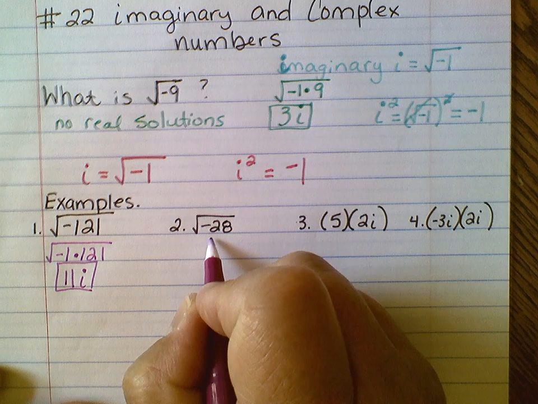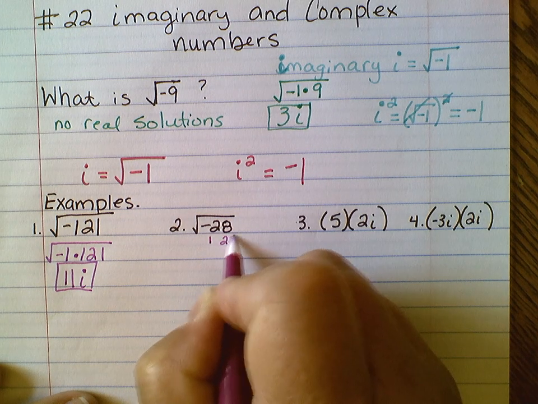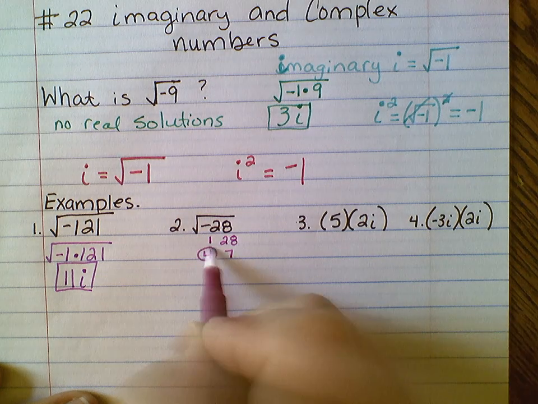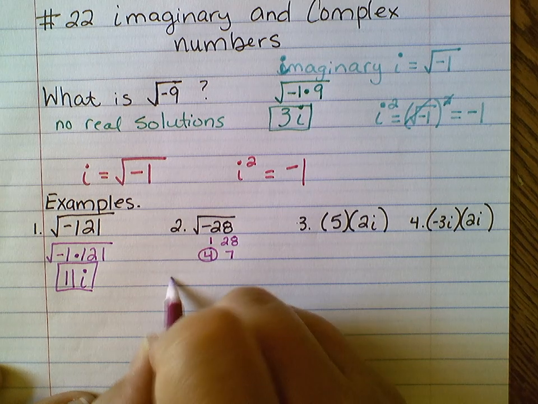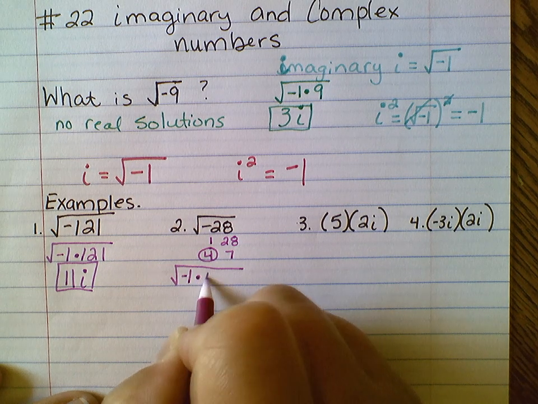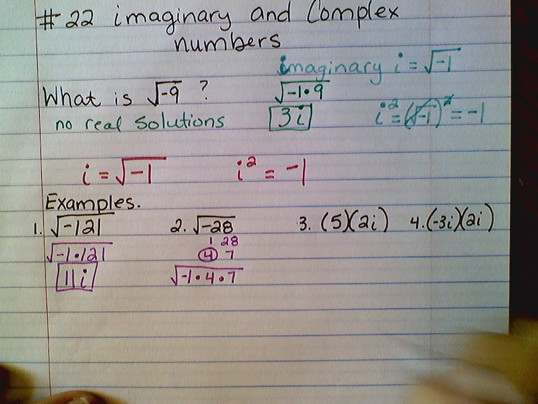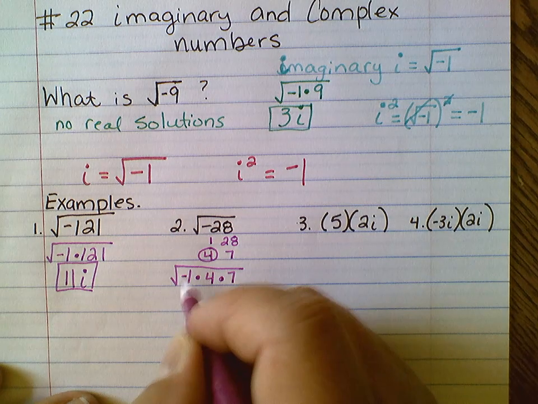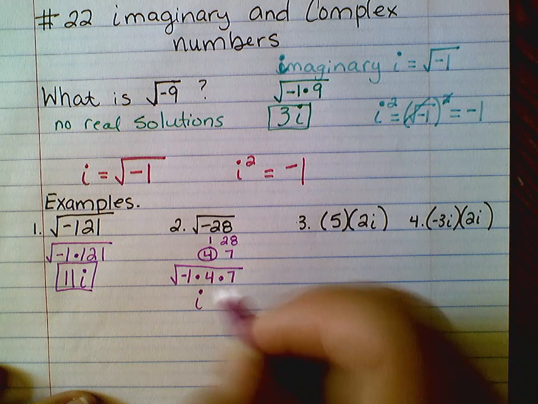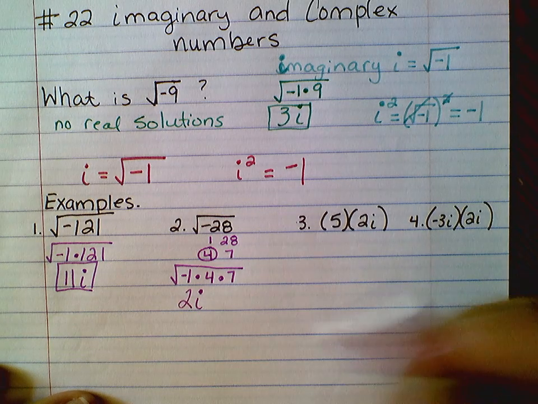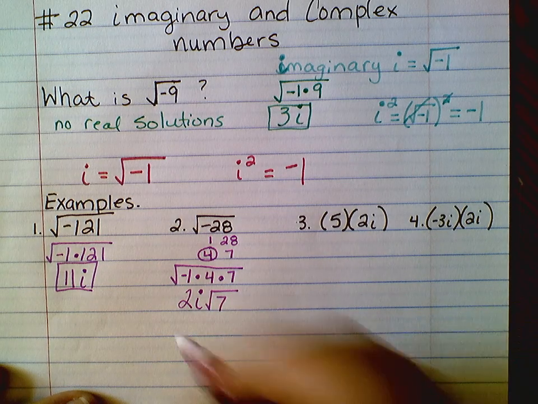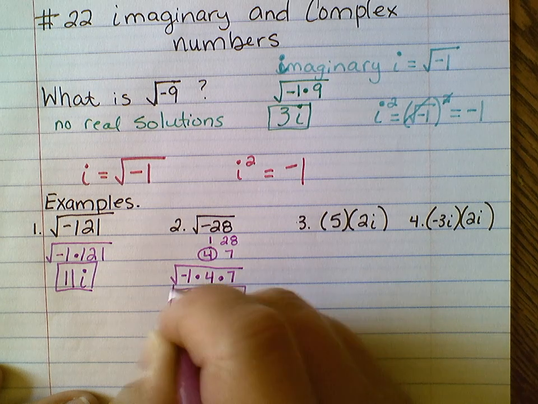Here, 28 is not a perfect square. We have 1 times 28, and actually 4 times 7 is it. So 4 is a perfect square. I'm going to divide this into -1 times 4 times 7. And the square root of -1 we now know is i. The square root of 4 is 2. And then the square root of 7, since 7 is prime, we leave that under the radical.